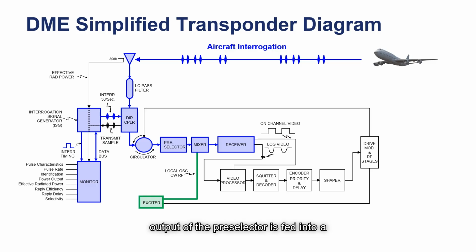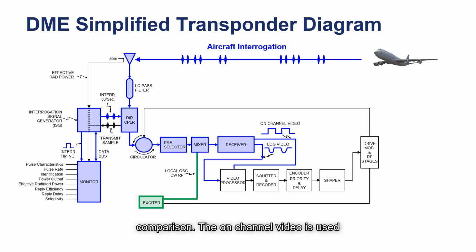And then the output of the preselector is fed into a mixer, with the other input being a continuous wave RF from the exciter. The continuous wave RF will be at the transmit frequency. The output of the mixer is 63 MHz pulse pair. The 63 MHz is fed into the receiver front end, and the front end processes the intermediate frequency, or IF, and provides two outputs, log video and on-channel video. The receiver then routes the on-channel and log video to the video processor for comparison.